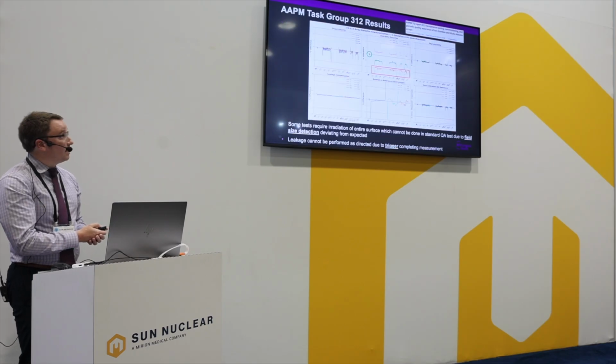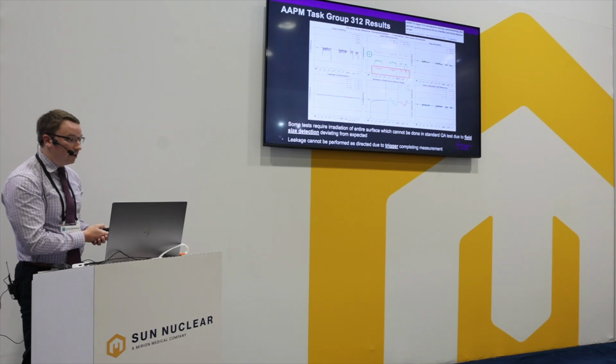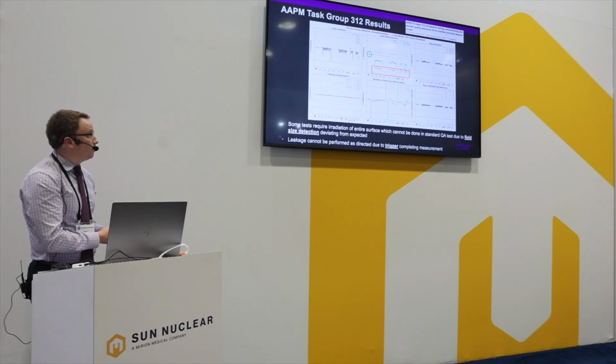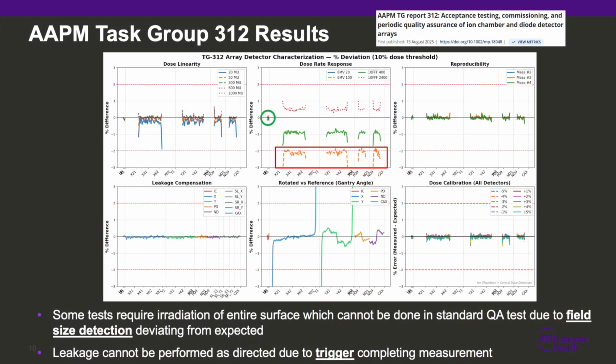Next, I wanted to test out the detectors, because there are a lot more detectors in here than the daily QA3. And so I looked at task group 3112, which is for the acceptance and commissioning of both ion chamber and diode arrays. And I looked at the dose linearity, dose rate response, reproducibility, leakage, and rotation of the array normalization, and then also dose calibration. And you can see that for the most part, everything worked out very, very well. The only one kind of gotcha was on the dose rate response.